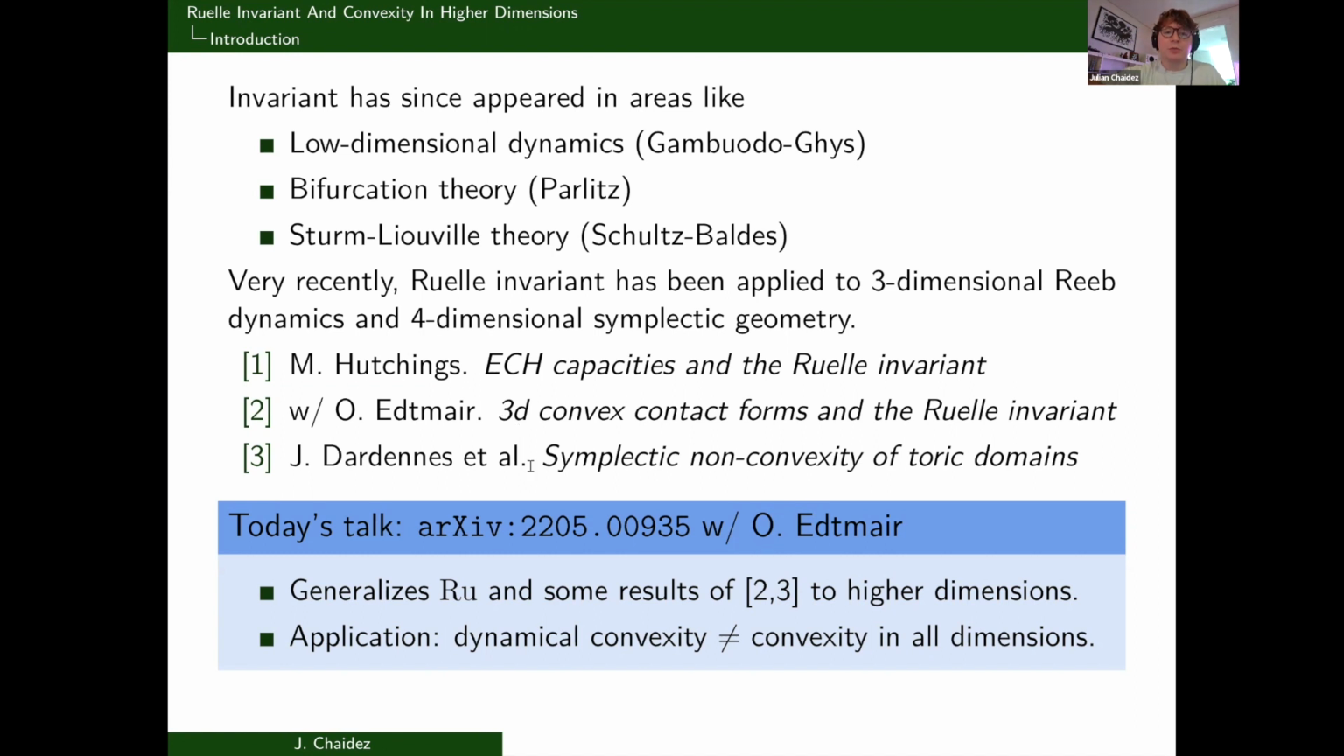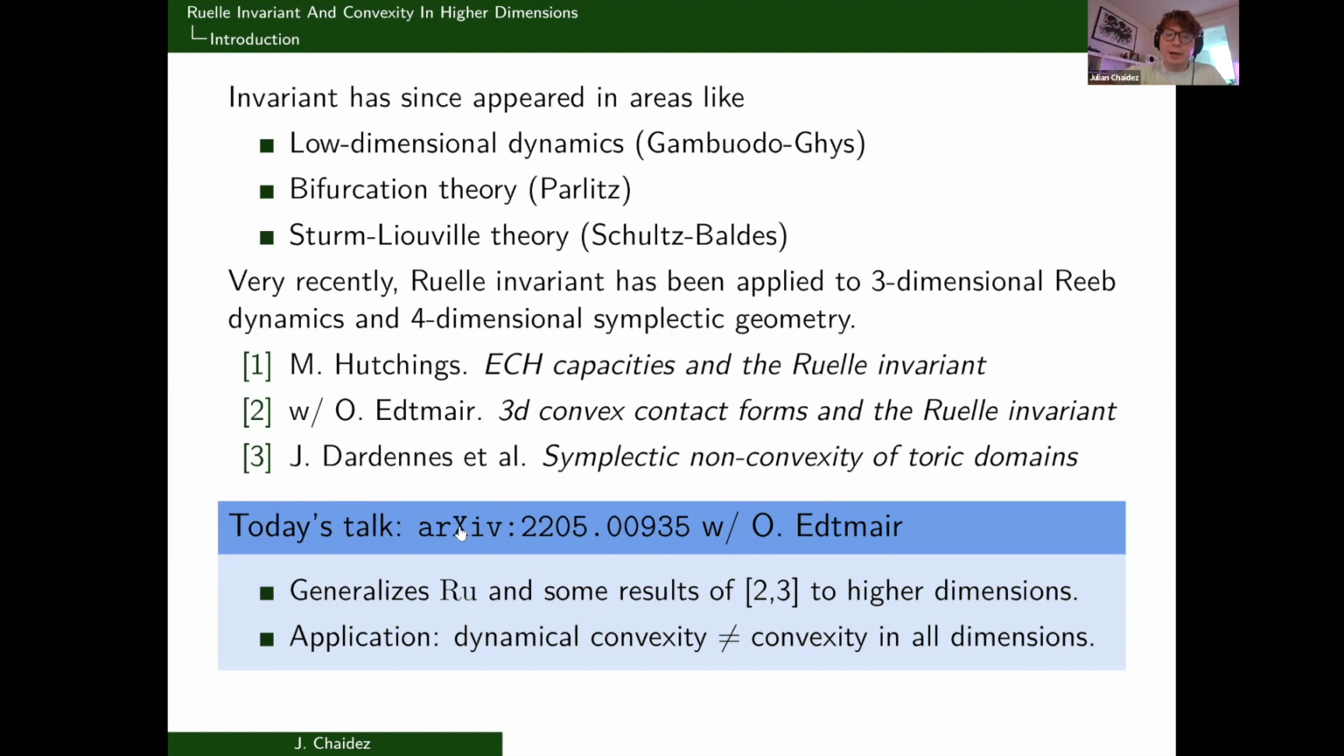And then also another paper by Dardennes, Gutt, and Zhang basically gave new toric examples of dynamically convex but not convex contact forms. That was a follow-up, a paper that built on what we did in our first paper in dimension 3 and 4.